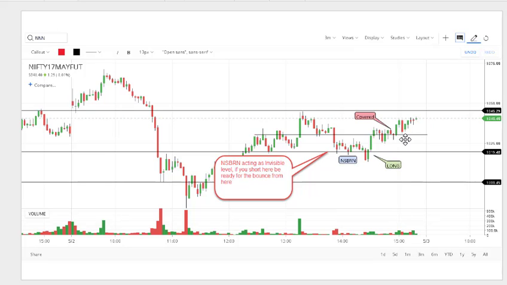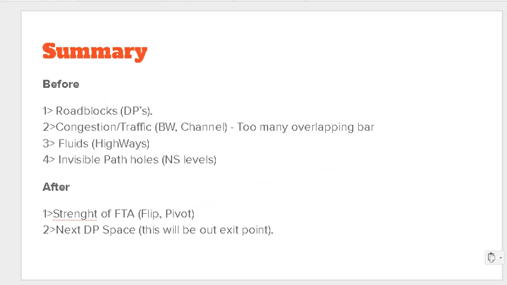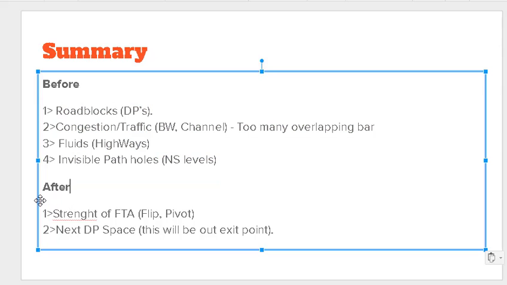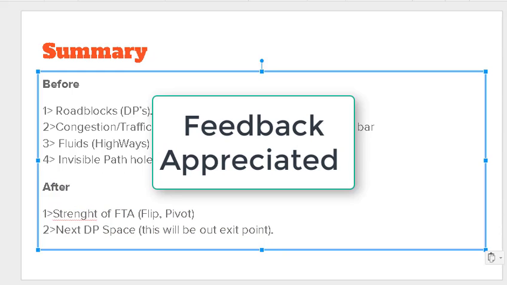To summarize, you need to assess the space before taking each trade. Before taking the trade, you can assess these four points, and after taking the trade, assess these two points to see where to exit. That summarizes the space part, and it's pretty easy to assess the space, but always know the kind of space you are entering before taking the trade. Okay, thank you.